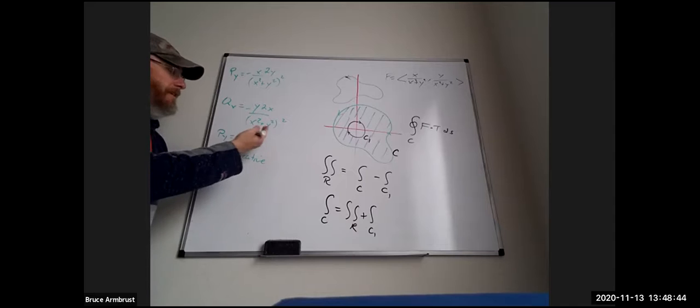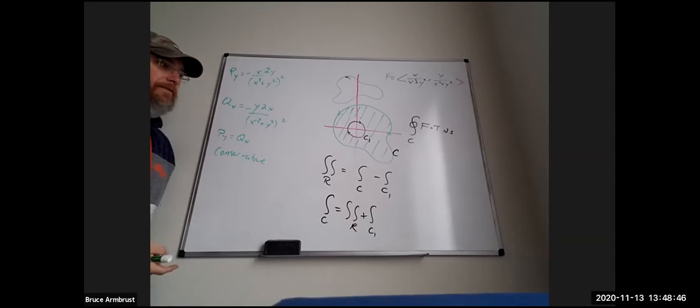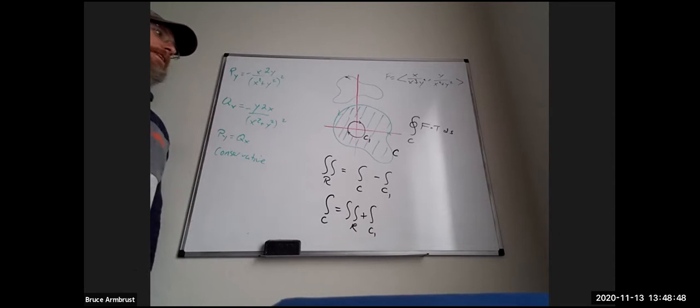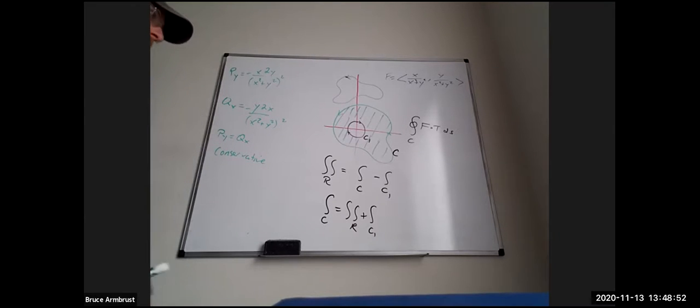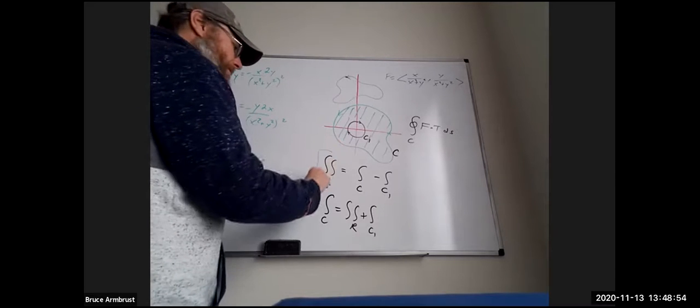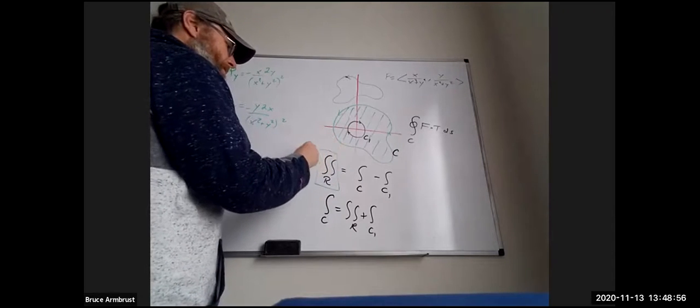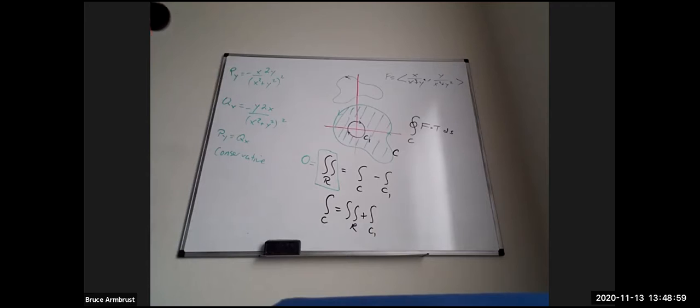All right, so since they're equal, this is conservative. Well, that's actually really awesome, because that tells me that this piece right here equals 0.